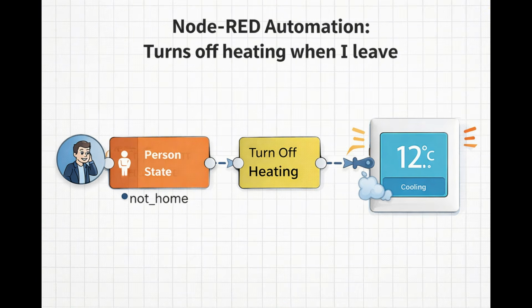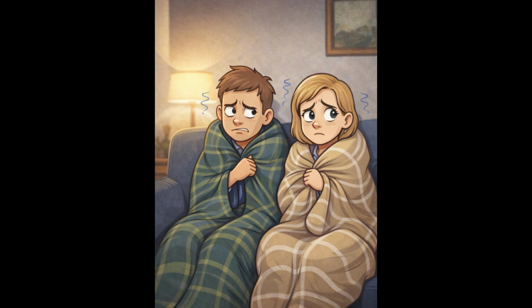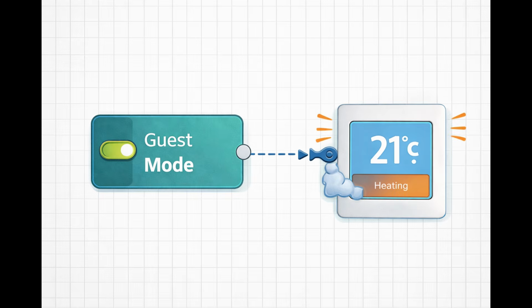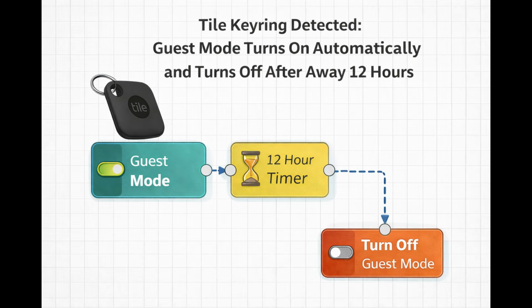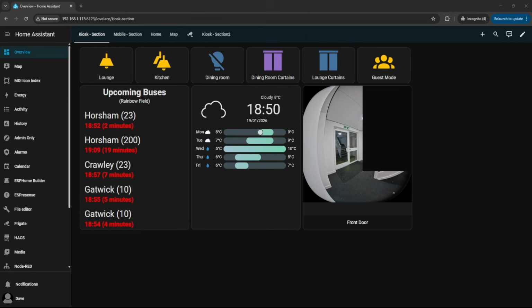At home, I already have a Node-RED process flow that turns the heating off when I leave. The problem is, if I've got a guest over, they sometimes complain that it's cold once I'm gone. To handle that, I've previously created an input boolean called guest mode. When it's enabled, heating stays on even if I leave. What we do now is automate that. When a guest's Tile keyring is detected at home, guest mode turns on automatically, and when it's been away for more than 12 hours, it turns back off. Let me show you how to set that up.